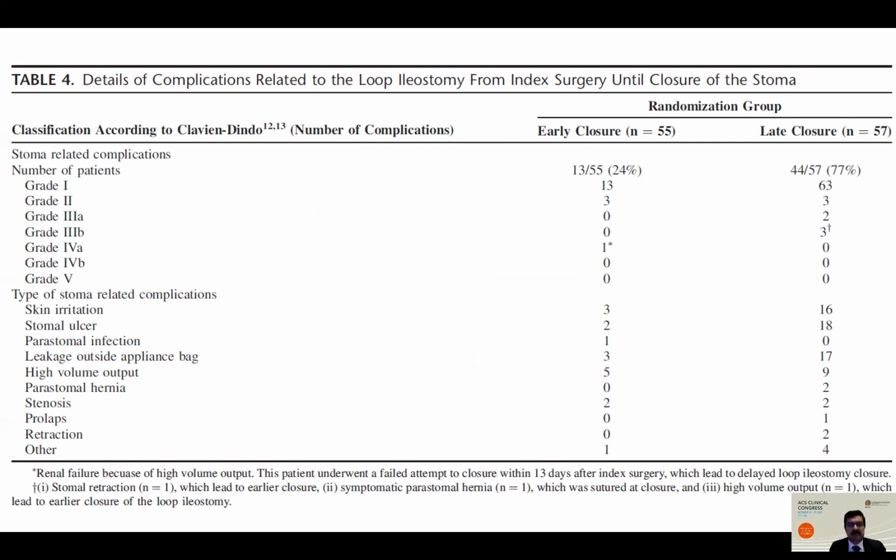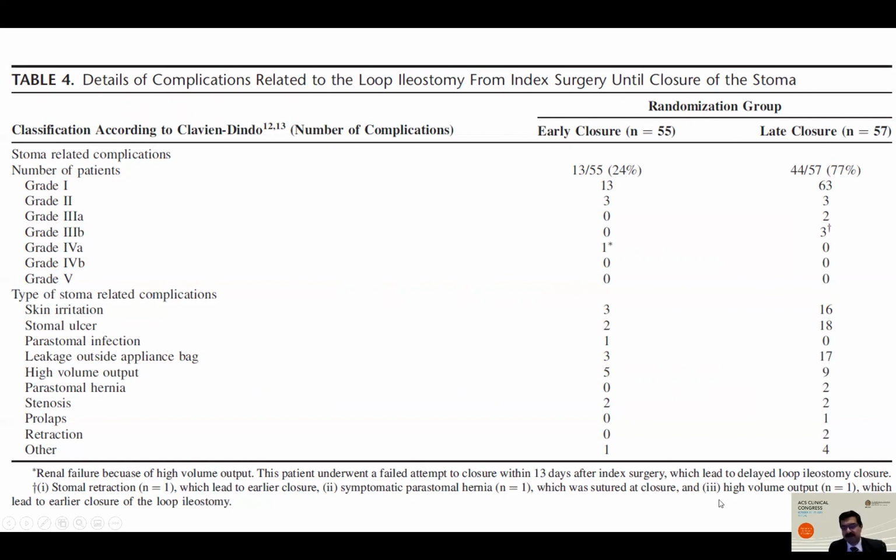The morbidity rate was much less in the early closure. Of course, it is spuriously high in the late closure group, because if you see here, the chances of skin irritation, stoma ulcer, parastomal issues, parastomal hernia, etc., is obviously going to be high if you leave the stoma in there for a long period.